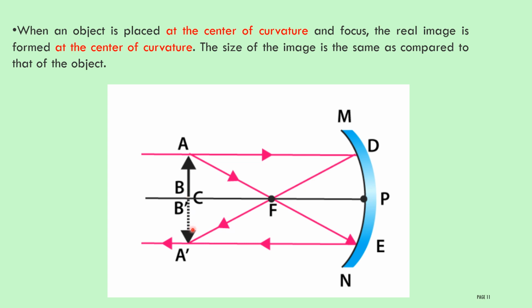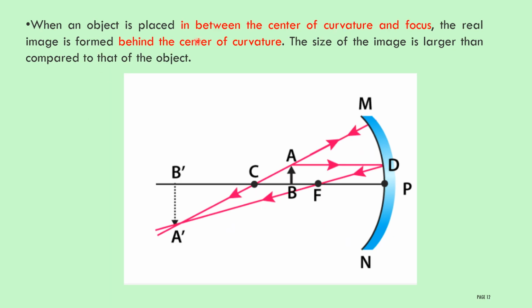In this case also we are considering two rays. One ray is parallel to the principal axis. It will pass through F. Another ray passes through F. After hitting, it will emerge parallel to the principal axis. Both will meet. This is the image position at A dash, B dash. Here the size of the object and the size of the image will both be the same, and the image will be real. You are getting the image exactly at the center of curvature.